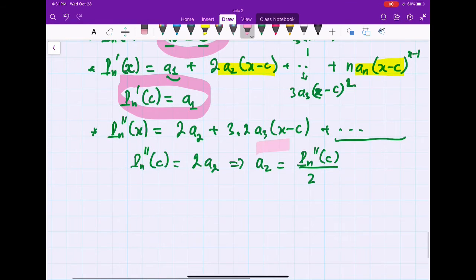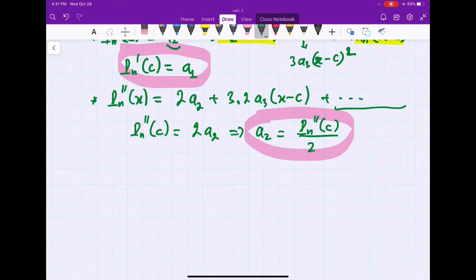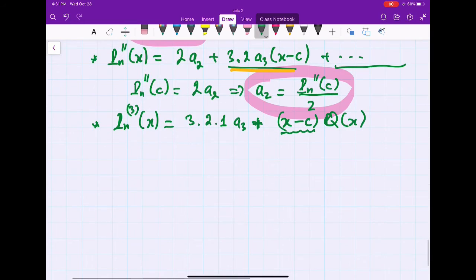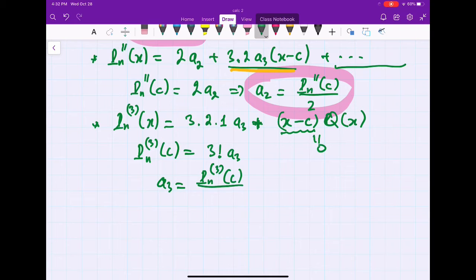So let me mention these are coefficients. If you do one more time, let's do that, and then we generalize. You differentiate this one more time, you have the third derivative of Pn. From this term, you get just 3 times 2 times 1, a3. Other terms, I can write as x minus c times some q of x, because other terms have the common factor x minus c. Does that make sense? So I just plug c into this derivative. I find that is 3 factorial a3. Other terms are just 0. From here I get a3 equal to Pn third derivative at c over 3 factorial. That is the coefficient a3.